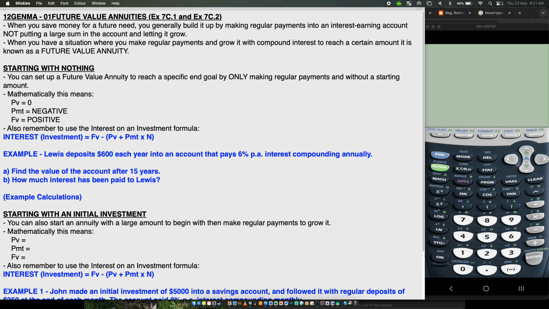I've done this in black, but if you need help remembering that, you can chuck that on in your cheat sheet and do it in blue. Also, please remember the reason why I've given you this complex interest formula is because, well, you'll see why we need that here. So can you get this example down, please? Lewis deposits $600 each year into an account, paying 6% interest compounding annually. We want to find the value of the account after 15 years, and we want to find how much interest Lewis makes. So I'll give you a couple of minutes to get basically this stuff in blue down, and then we'll do the calculations together.